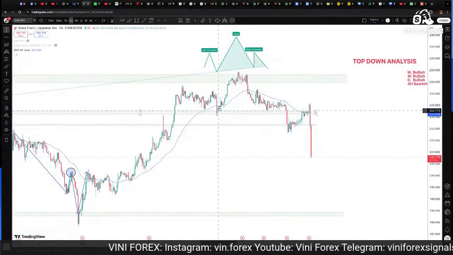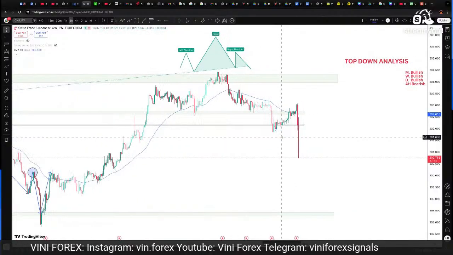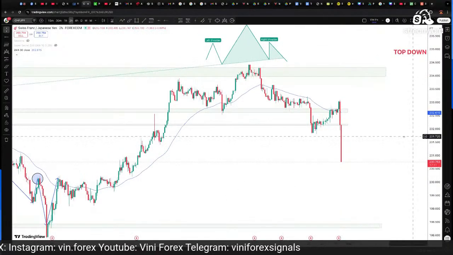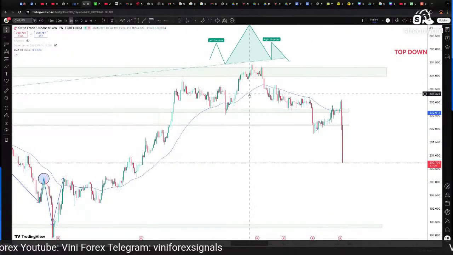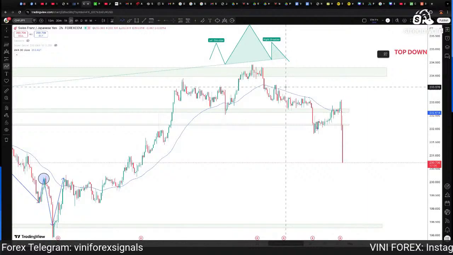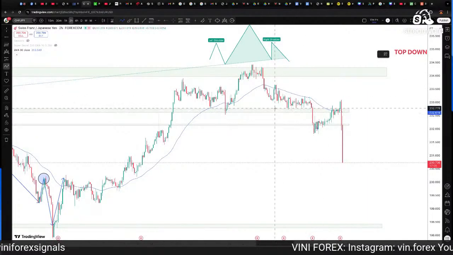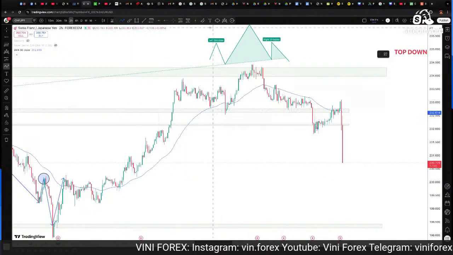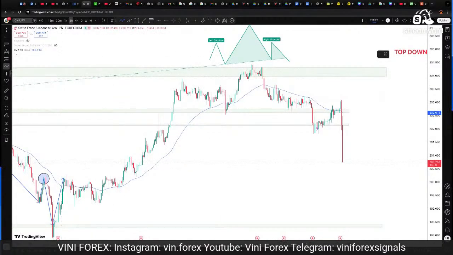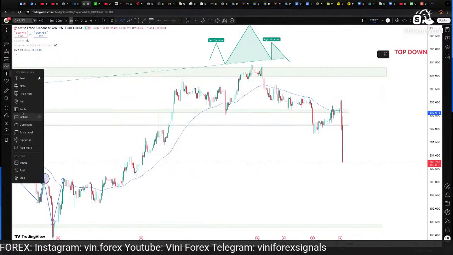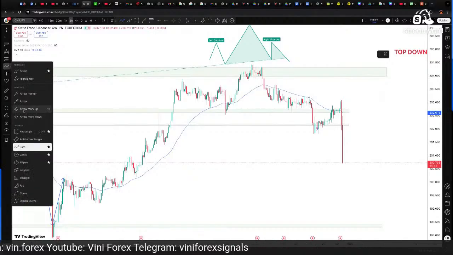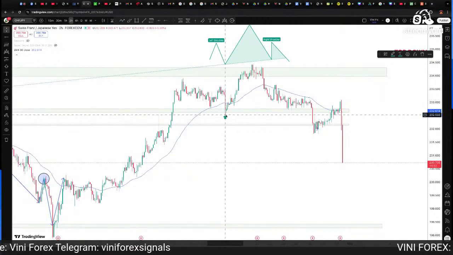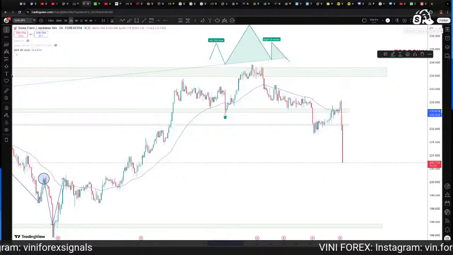Okay, so we have seen that we are in a bearish market. So you can see that price broke down this very area, this very zone. Here, this zone was support. Here it was what? Support. Okay.